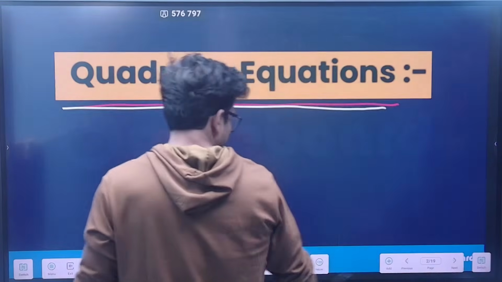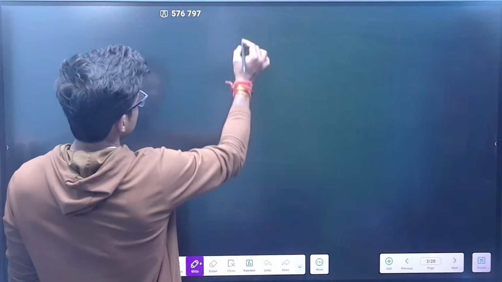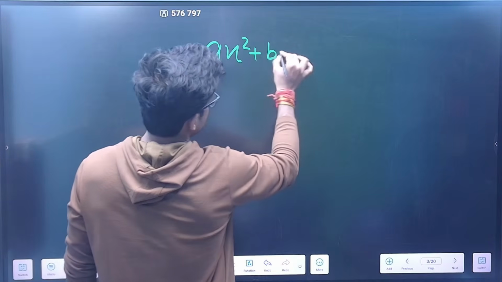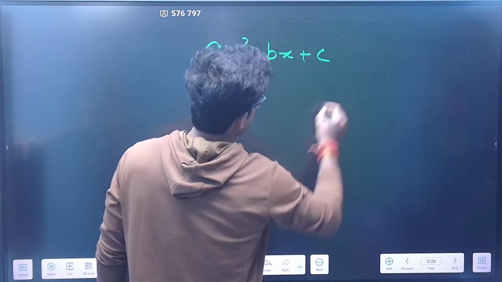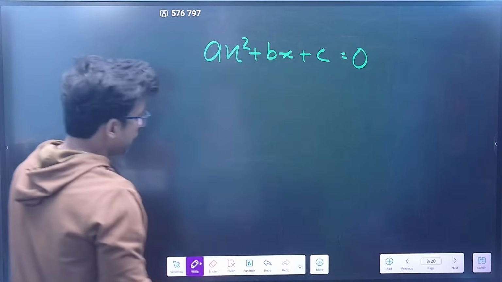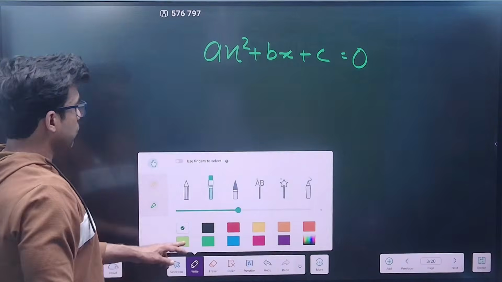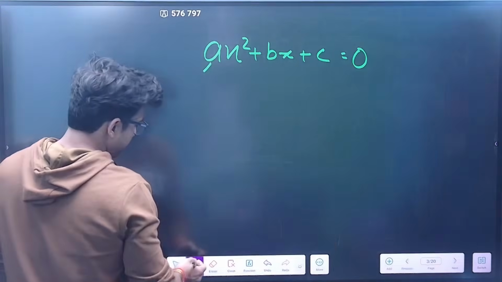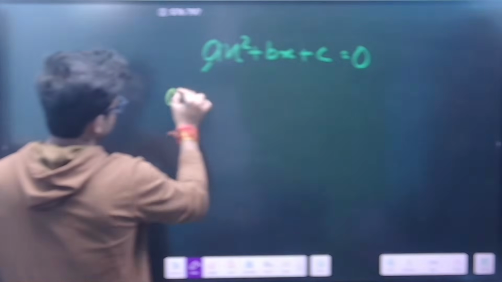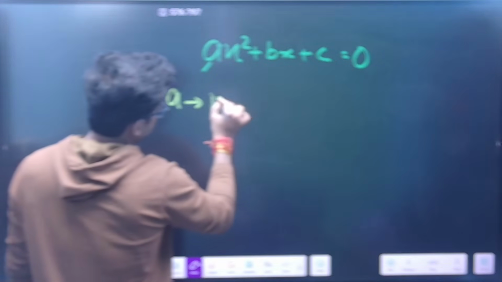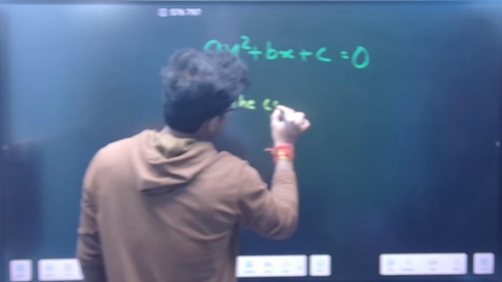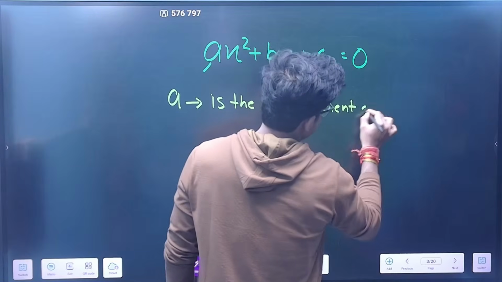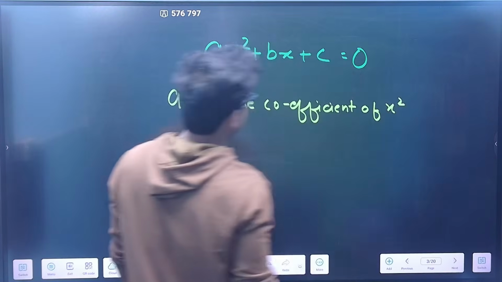So, guys, let me guide you: any equation of the form ax square plus bx plus c is equal to 0 is known as a quadratic equation, where a is the coefficient of x square. I hope this makes sense.